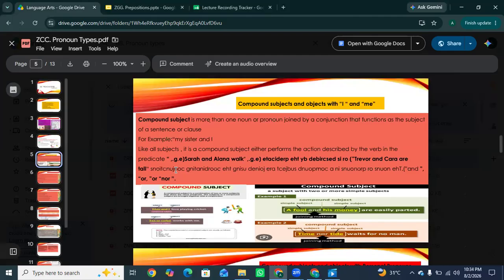Like, you can say my sister and I, Sarah and Alana, Trevor and Kara. Okay. So, like all subjects, it is a compound subject. Either performs the action described by the verb in the predicate. Like Sarah and Alana walk. Okay. So, my sister and I. So, basically, a compound subject works together to perform the main action of the sentence. Okay. Like you can say, a fool and his money are easily parted. Okay. Time nor tide waits for no man. Okay.